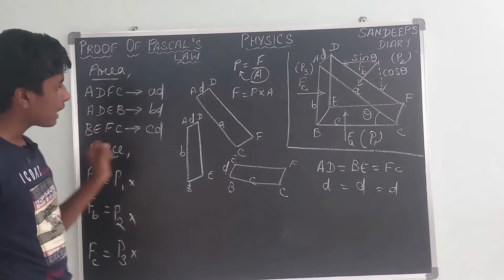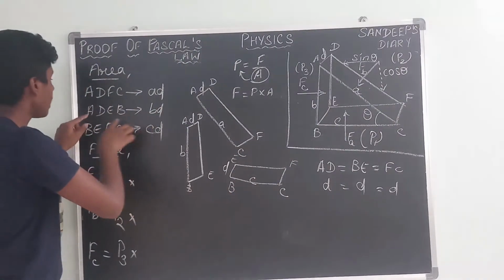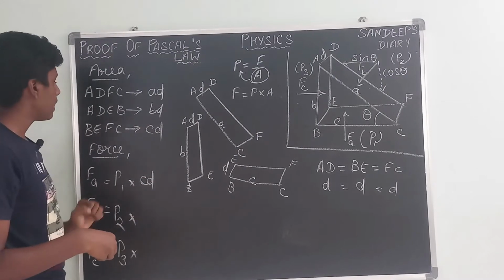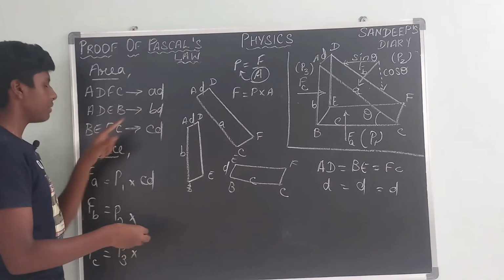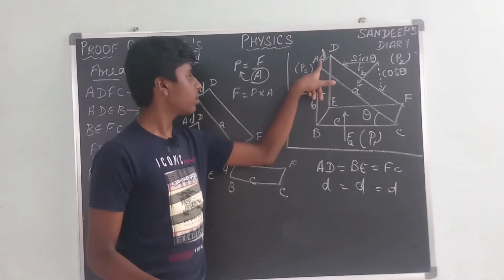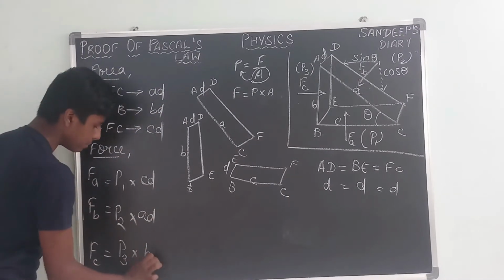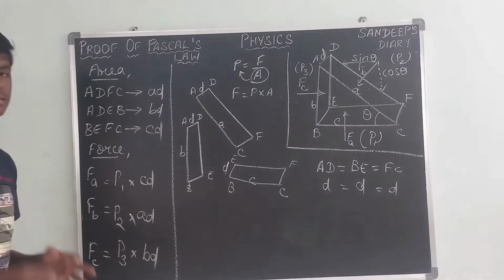So FA is acting on which side? BEFC, right? So area BEFC, it is CD. Next, FB acting on ADFC, what area we have? It is AD. Next, FC is acting on ADEB, right? So ADEB, what area we have? It is BD. Now we have got the area as well as the force.